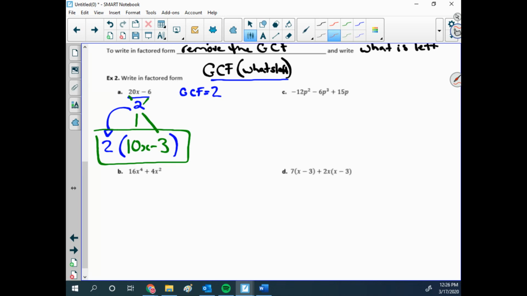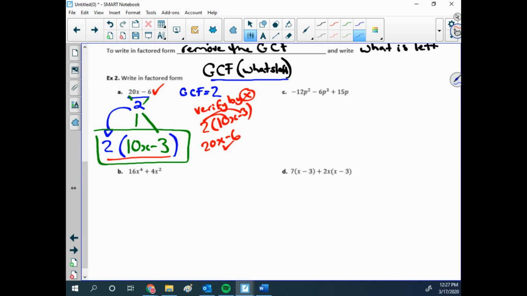The nice part about factoring is I can always verify by multiplication. So I would take this 10x minus 3 and multiply it out. Well, 2 times 10x is 20x, and 2 times negative 3 is negative 6. This and this match, so I know that I factored correctly. Let's take a look at another question. So B, exact same thing. They're saying take this and write it in factored form.